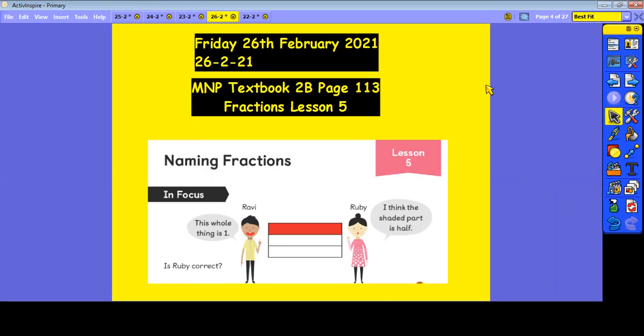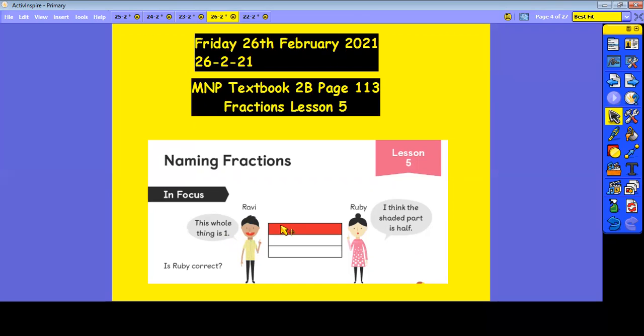2B, page 113. Now, today's lesson is consolidating a lot of work that you've been doing this week. So it's revising some of the things that you've been learning throughout the week and consolidating them. Let's have a little look at lesson 5's in focus task with Ravi and Ruby today.